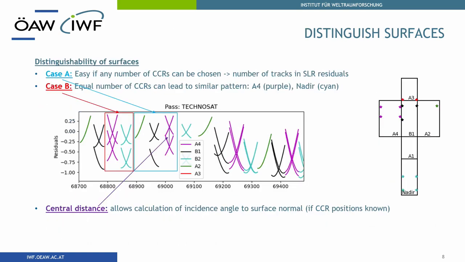You can see that there's a distinguishability between the surfaces, between the distances, between the central line of these four retroreflectors. You can get an idea on the incident angle. And also, you can see that equal retroreflectors point to a similar looking pattern. So actually, you would really need more retroreflectors to clearly identify between these patterns.